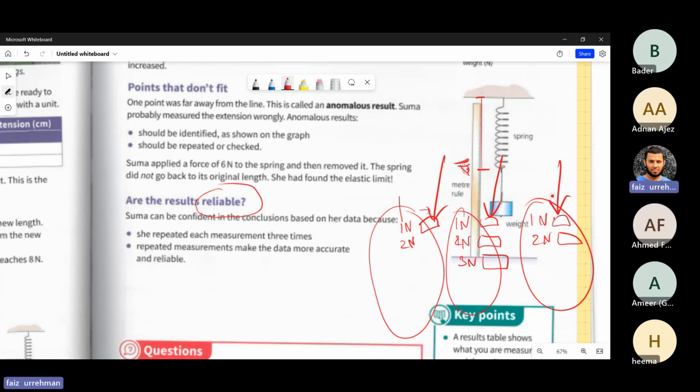How do you know which one is accurate? The machine will speak for itself, or what? No. You are the one conducting the experiment. How do you know which one is accurate? You take the average of these 3. Yes, you take the mean of these 3.